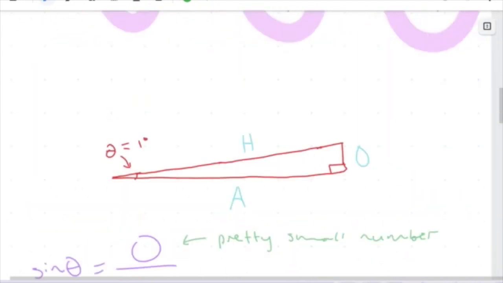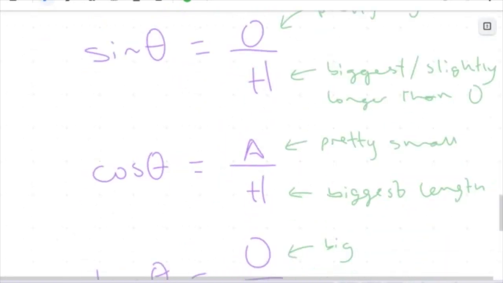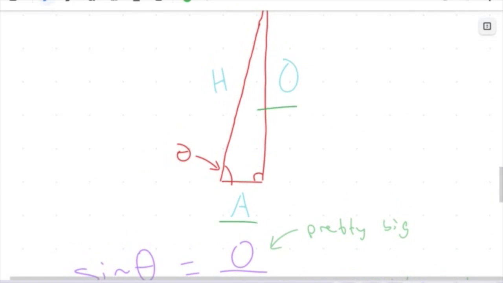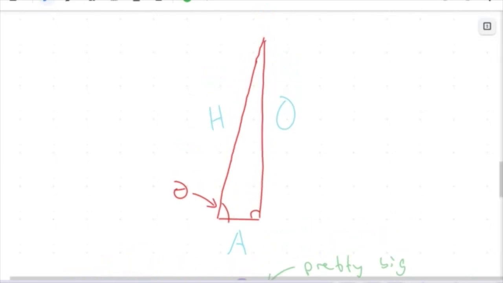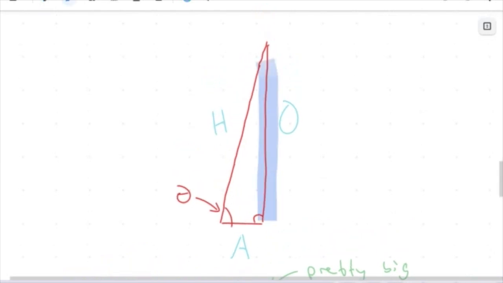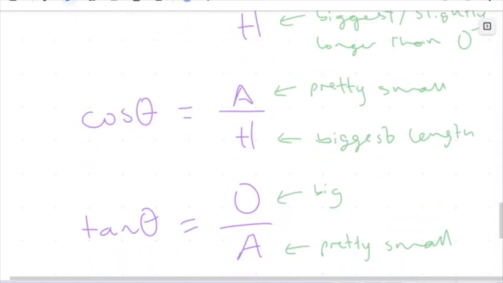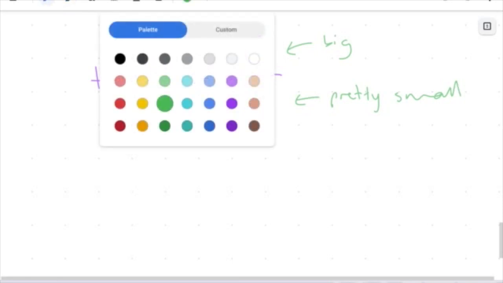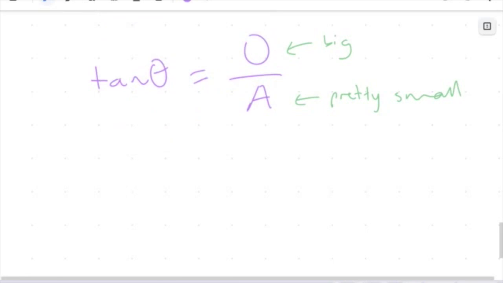Now let's look at one more example here of a tan ratio. Tan relates the opposite to the adjacent. Opposite is on the numerator, and this is quite a long side relative to the adjacent. So if I express this as a fraction, opposite over adjacent, I have something big divided by something small. I have my opposite big, my adjacent pretty small.